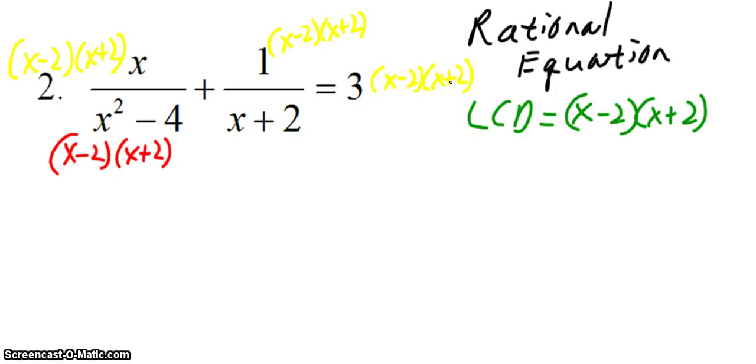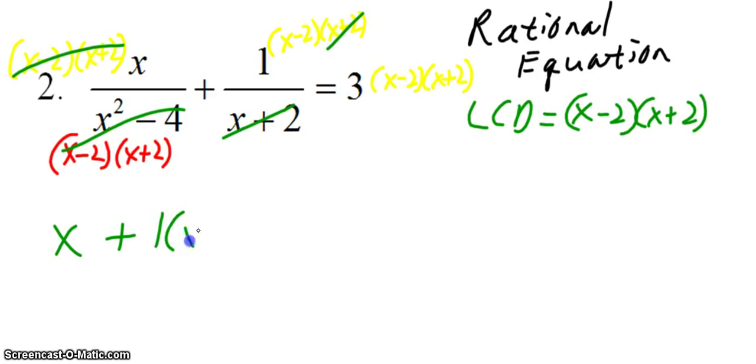Why do we do that? Well, this is going to cancel all of the denominators. So when I multiply this term here in the numerator by x minus 2 times x plus 2, that just cancels, and I'm left with x plus, here the x plus 2 cancels, and I get 1 times x minus 2, and here I get 3 times x minus 2 times x plus 2.